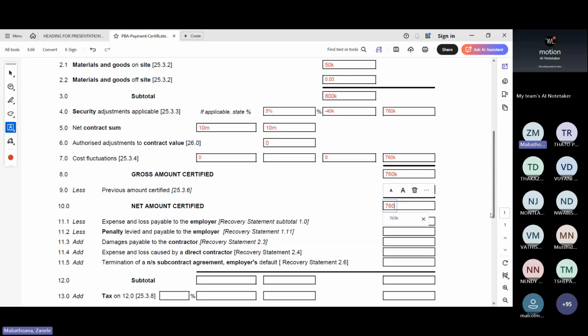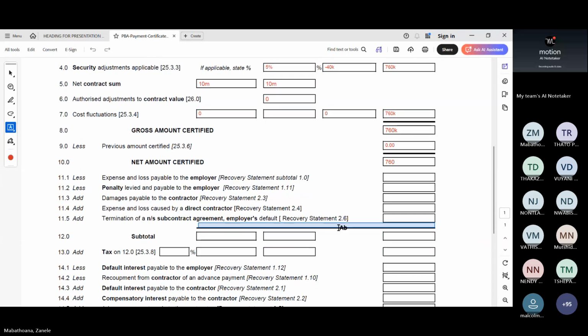Then you go down to expense and loss payable to the employer. This would be on your recovery statement. I'll show you an example of a recovery statement. We don't have anything right now on the recovery statement. There's no expenses, there's no loss. Any penalties levied and payable to the employer. This is when the contractor is running late and we would deduct penalties. This is the first certificate. He's not late yet. Any expense and loss caused by a direct contractor. So, no damages payable to the contractor.